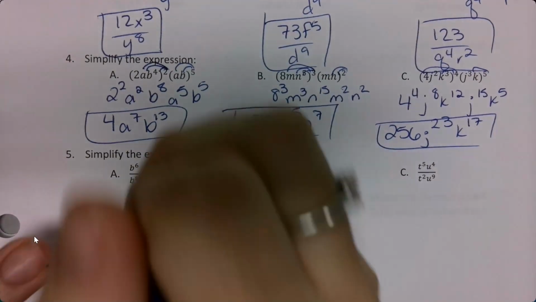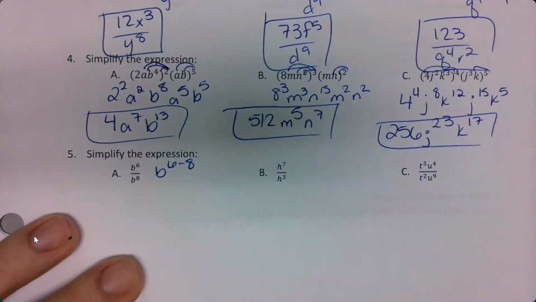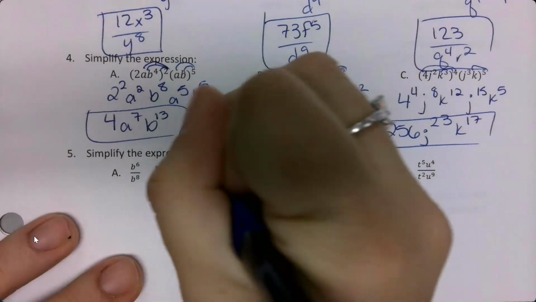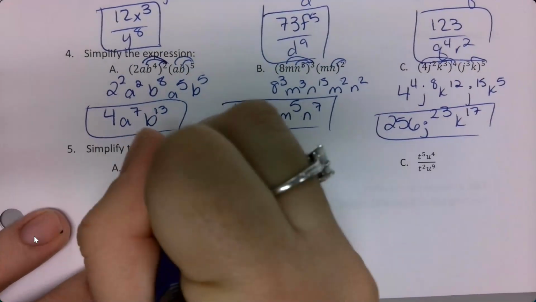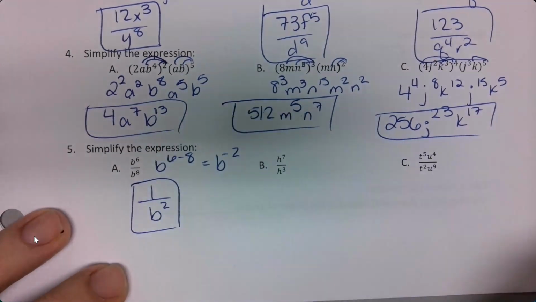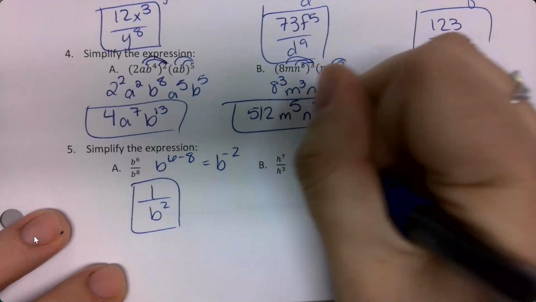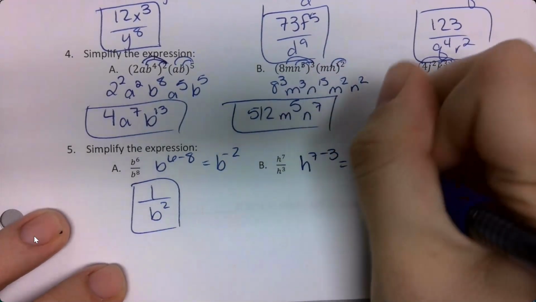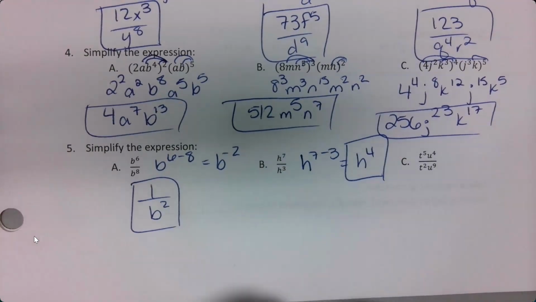Remember, with fractions, I can rewrite it as subtraction. So I have b to the 6 minus 8, which is going to be b to the negative 2. And since it's a negative exponent, I want to rewrite it as 1 over b squared. Same thing for h. I'm going to do 7 minus 3, which is h to the 4th. It's a positive exponent, so it stays as it is.